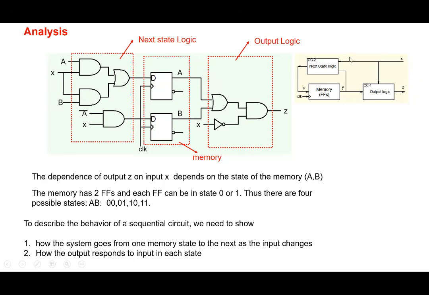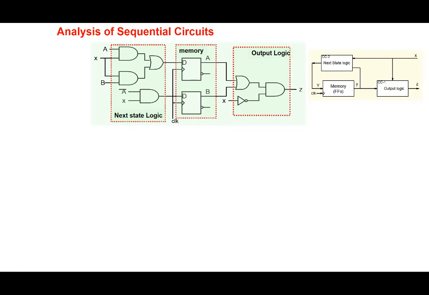As X changes, the next state logic will generate its output and update the memory elements. So we need to show how the state of the system changes as the input comes in, and how the output responds to a change in the input. That's what we are looking for in terms of the behavior of the circuit: how the state changes in response to the input and how the output changes in response to the input. In this case, we have only a single-bit input. Okay, so let's do that.